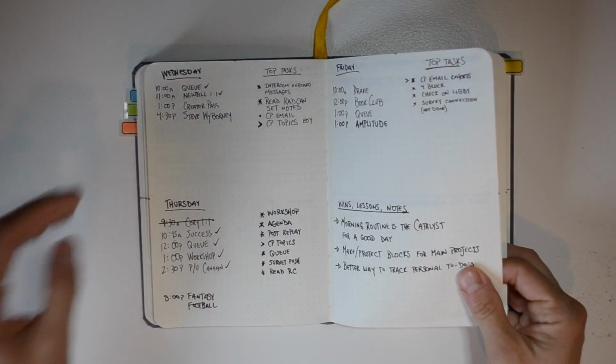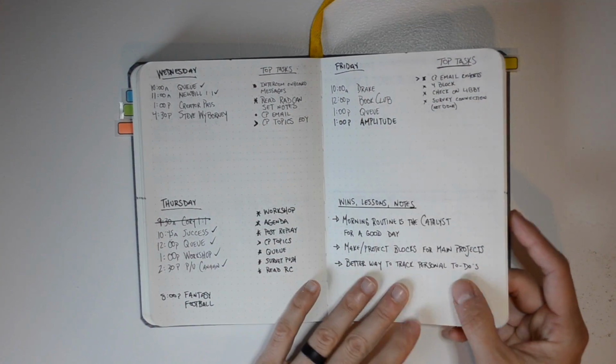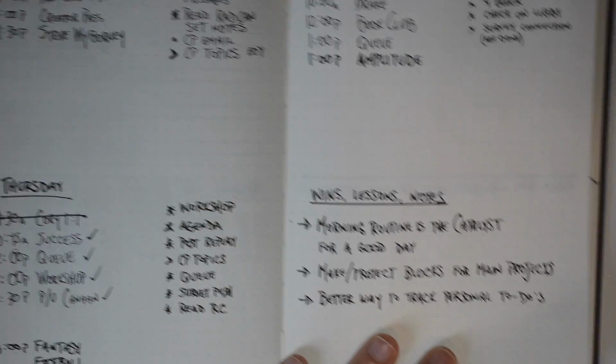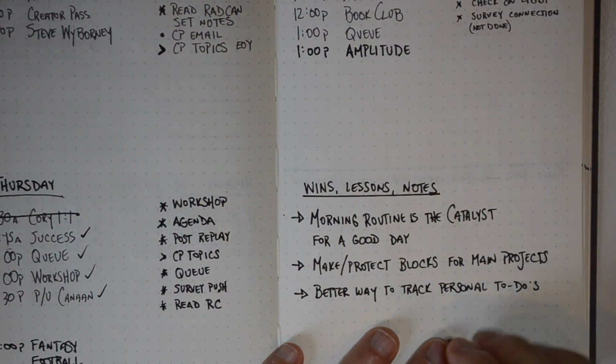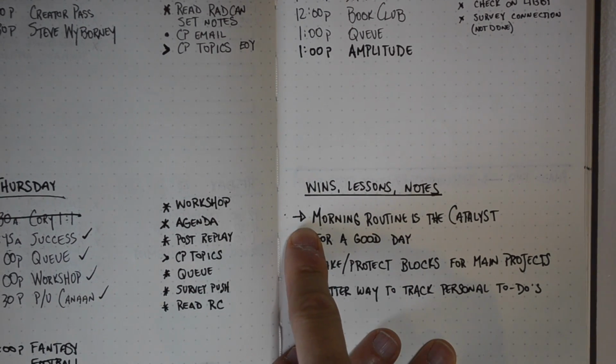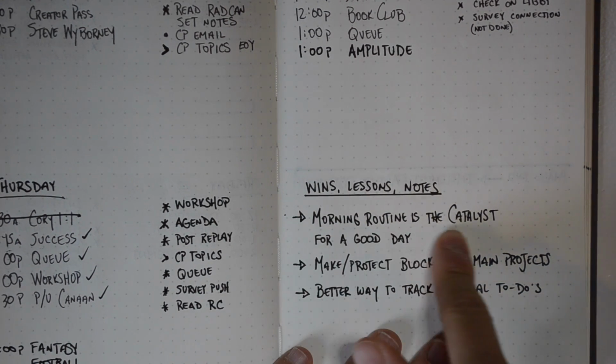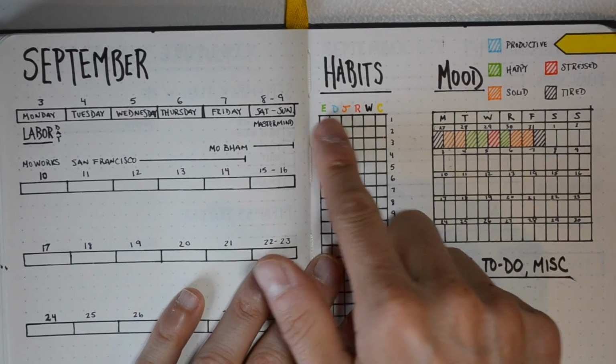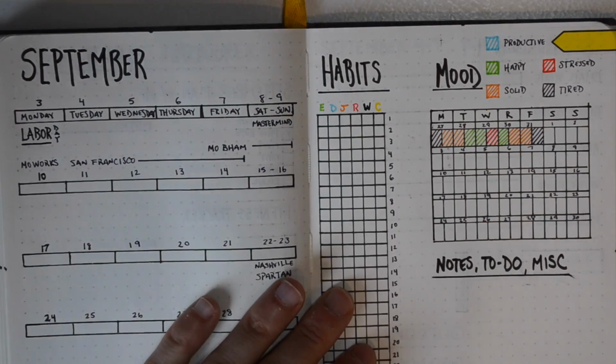And coming back right over here, again, this is just getting back to basics, coming into the end of the year strong and relaxed. I wrote down right here, morning routine is the catalyst for a good day for me. And so I'm getting back right here, tracking my habits, keeping an eye on my mood.